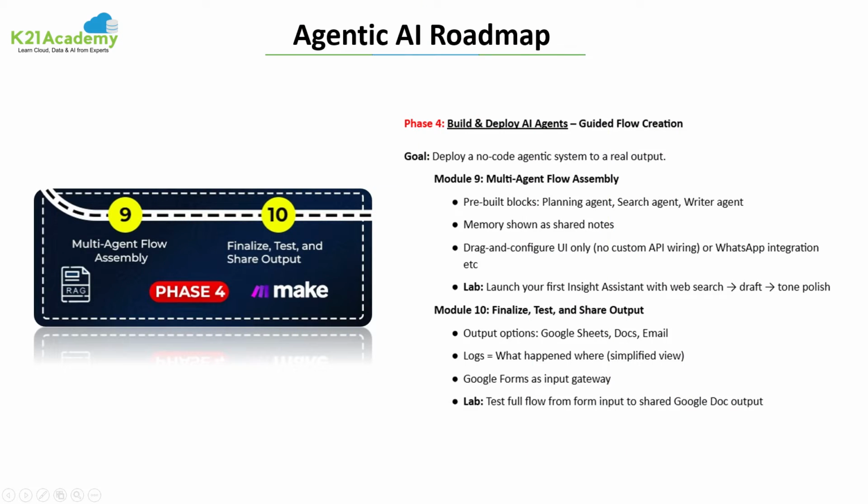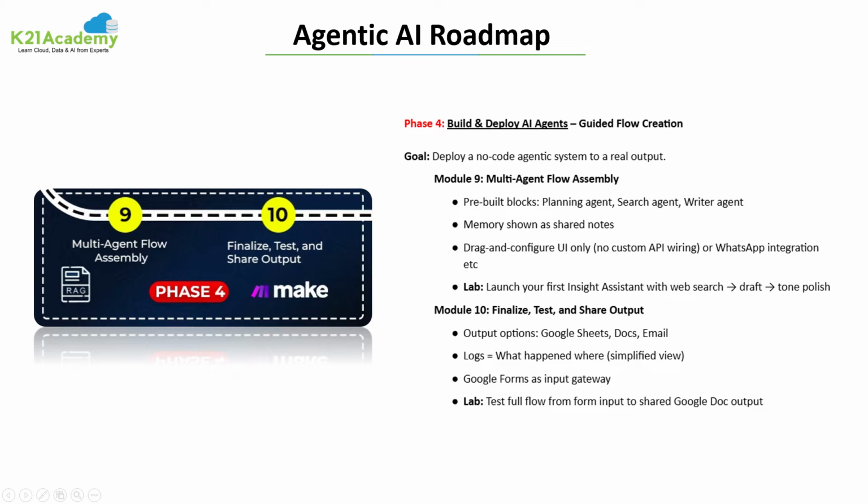Now that you've got a solid understanding of the fundamentals, let's move into phase 4. And this is where the magic happens, where you actually get to build and deploy your own AI agents. So the goal of this phase is simple. You'll be creating no-code AI systems that produce real-world outputs without writing any custom code. So think of it as a hands-on phase where you can turn all the theory into something practical.